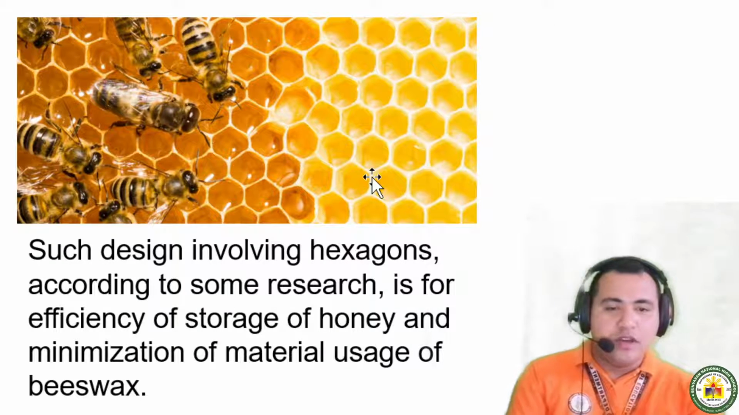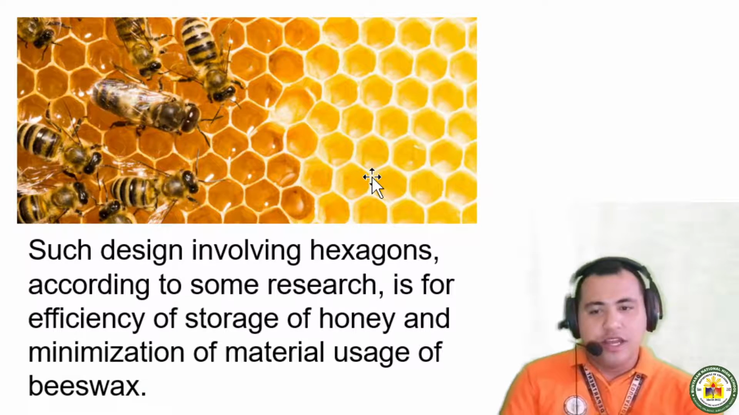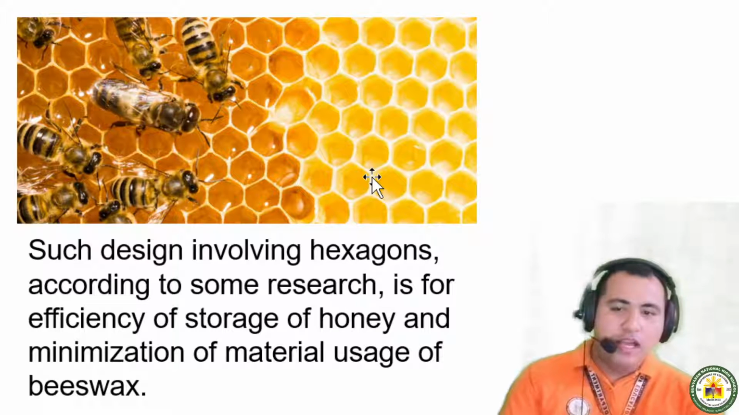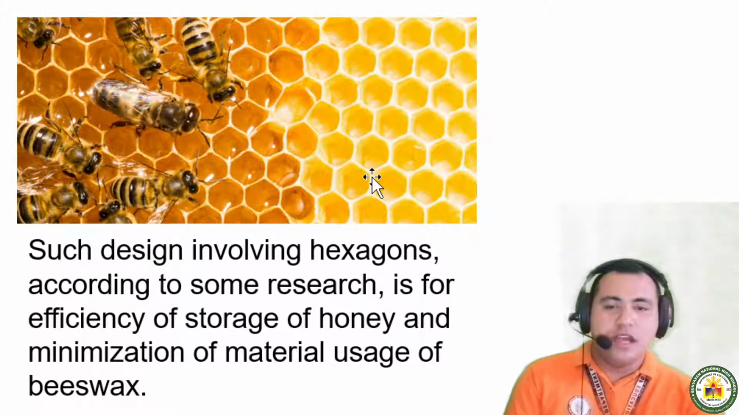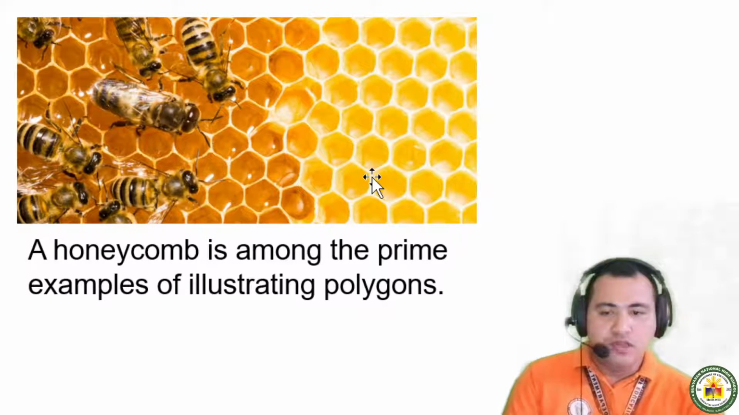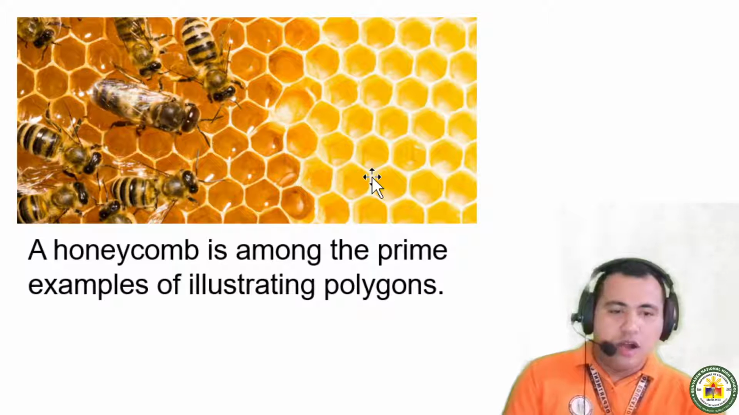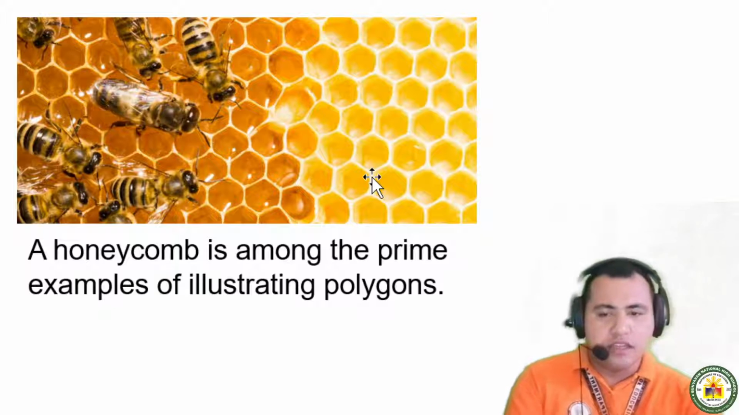Such design involves hexagons. According to some research, this design is for efficiency of storage of honey and minimization of material usage of beeswax. So less beeswax is used. A honeycomb is among the prime examples of illustrating polygons. So honeycombs are one of the examples of illustrating polygons.